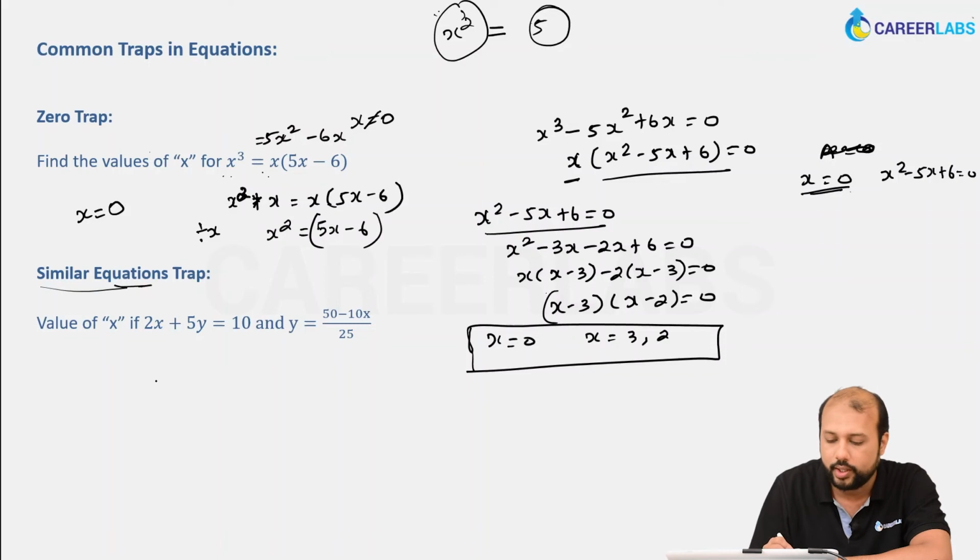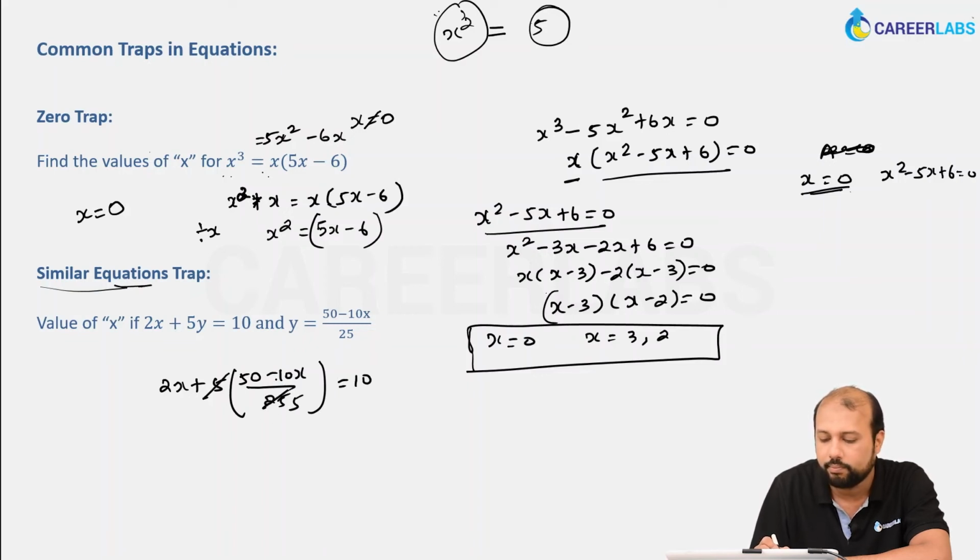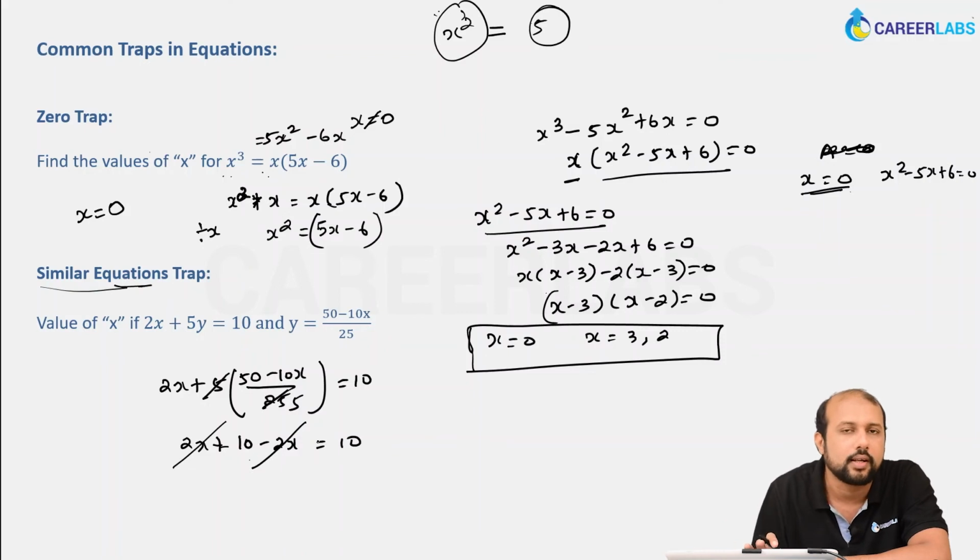What happens, students, what they do, they'll just substitute the y value here. Immediately their eyes lit up, okay, y value is given, I'll substitute. They will do that and they end up having the confusion. 5 gets cancelled, 50 by 5 is 10, 10 by 5 is 2, so 2x plus 10 minus 2x is equal to 10. The 2x cancels off, 10 equal to 10. You couldn't solve for x.